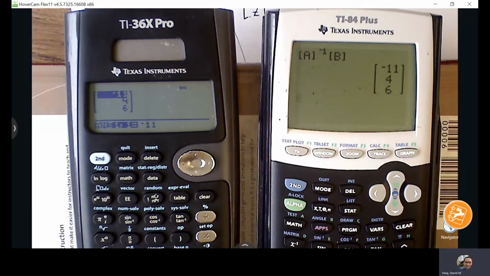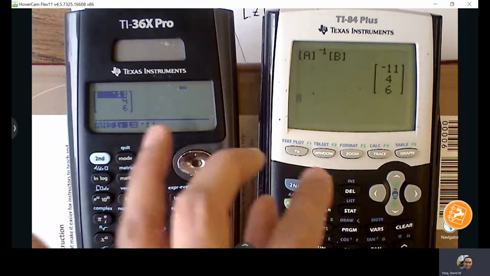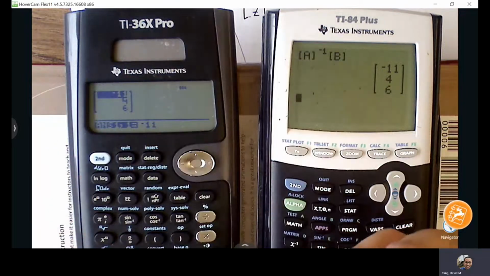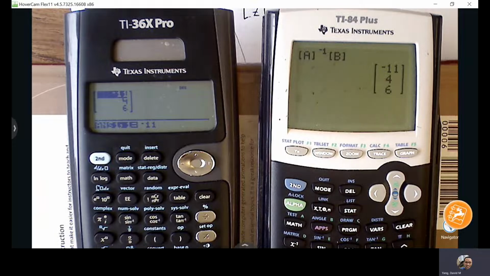Sometimes you may get an error. If you get an error, either you plugged it in wrong or there's no solution. Okay. So just double check everything. It's possible that it's a no solution, that's a possibility. That means that the equations are never going to meet at a single point.